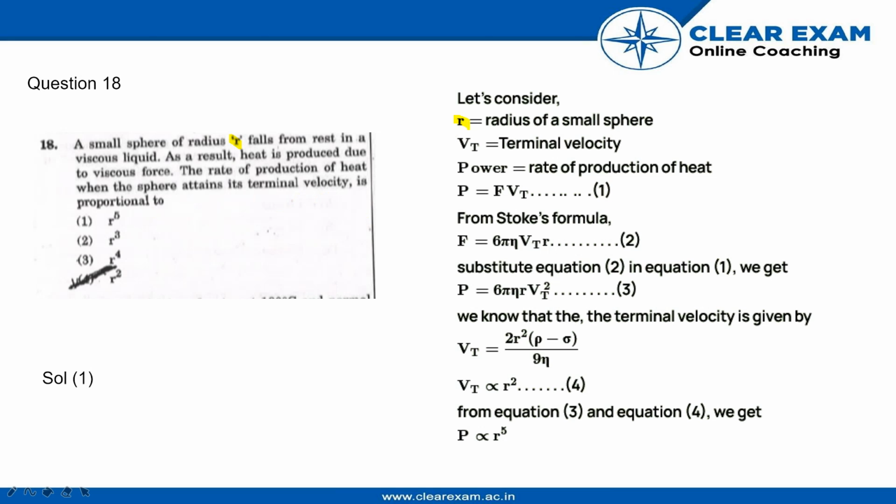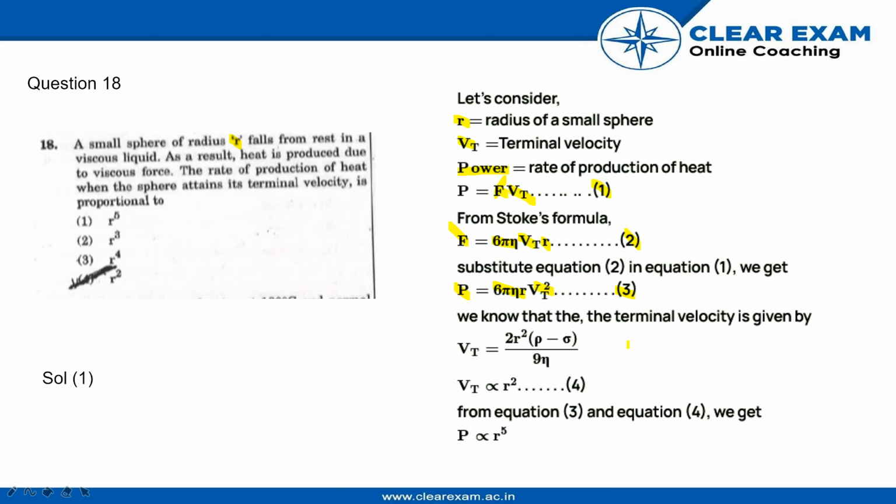So, r is the radius of the small sphere and Vt, let's say, is the terminal velocity. Now, power is the rate of production of heat, which is equal to F into Vt, which is equation number 1. Now, from Stokes' formula, F is 6 pi eta into Vt into r, which is equation number 2. So, let's put in the value of F in equation number 1 and we get P is equal to 6 pi eta r into Vt square, which is equation number 3.